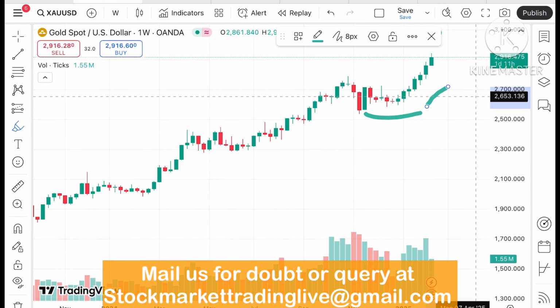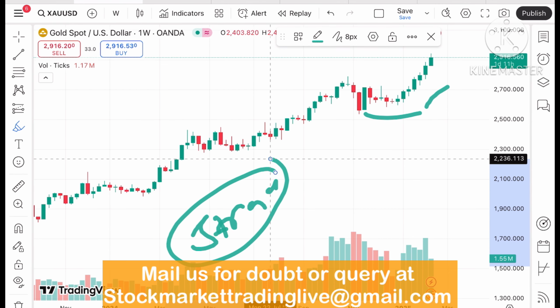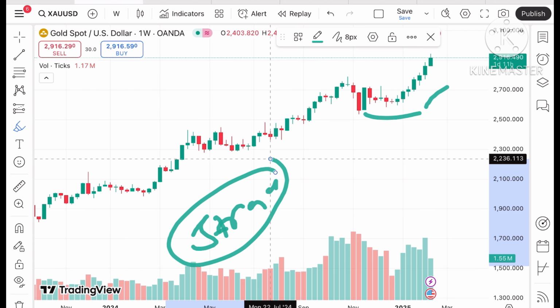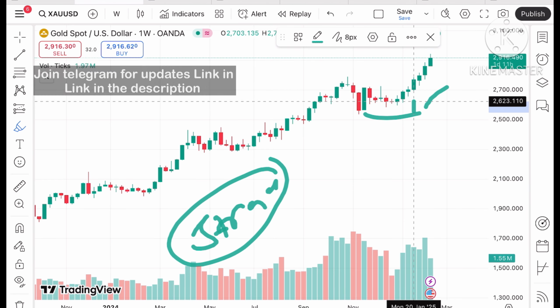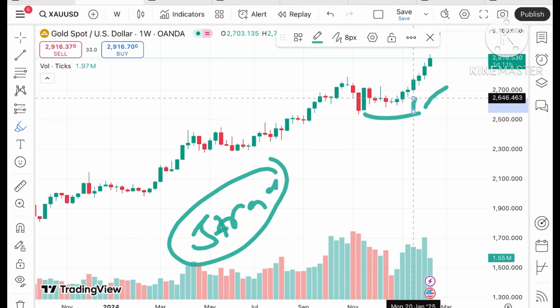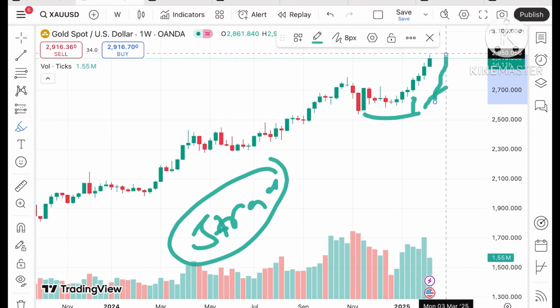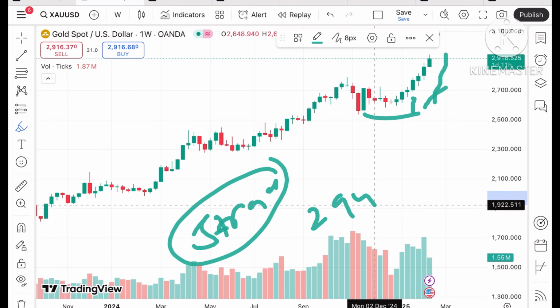But if you go on intraday trade, you will see that there is a lot of volatility. If you go on a weekly basis, if you would have held this gold at a price of 2646, chances were very high that you could make a very good profit at a level of 2940.